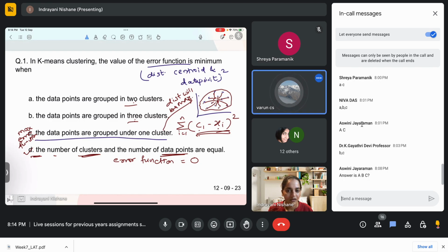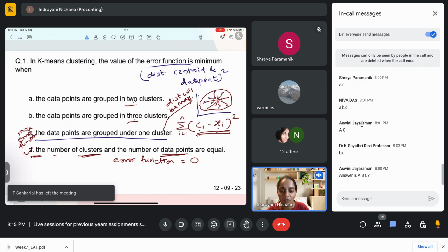The minimum number of clusters. So the error function is 0, is it? That part will be clear. It will be 0. Okay. Why will it be 0? Because every data point will be the centroid, right? If every data point is individually a cluster, then what will be the centroid for that cluster? The data point itself.